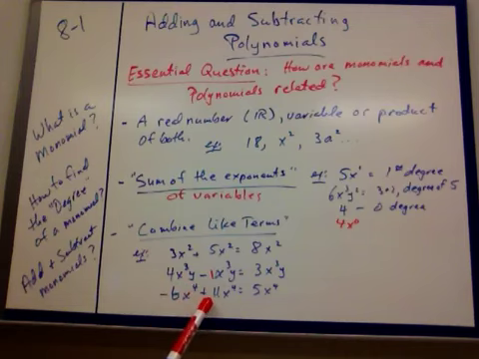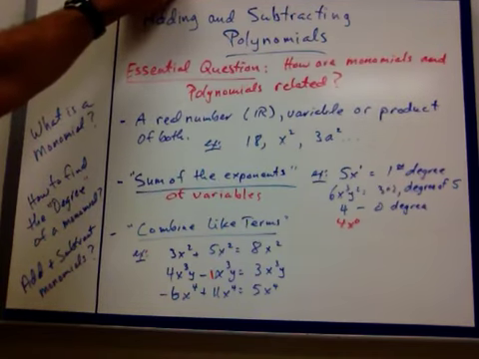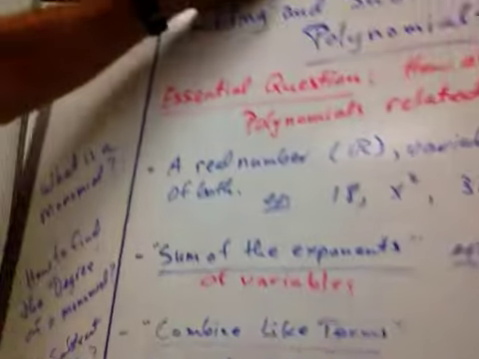Negative 6x to the fourth plus 11x to the fourth. 11 minus 6 is 5. X to the fourth. Okay. Pretty straightforward stuff there. You've seen it in the past. Adding and subtracting monomials, combine like terms.